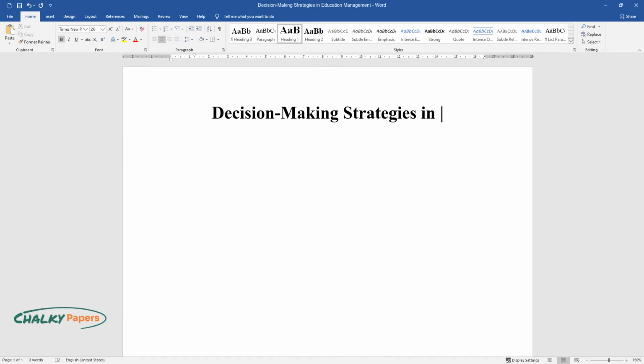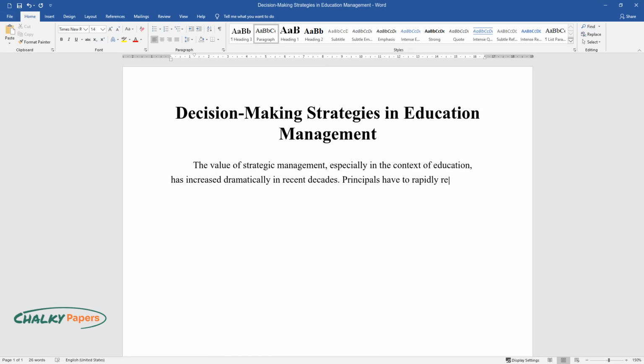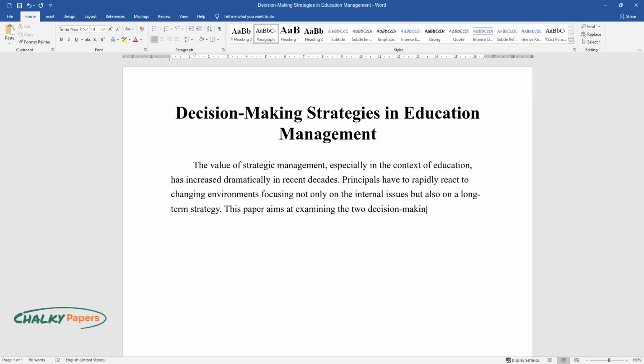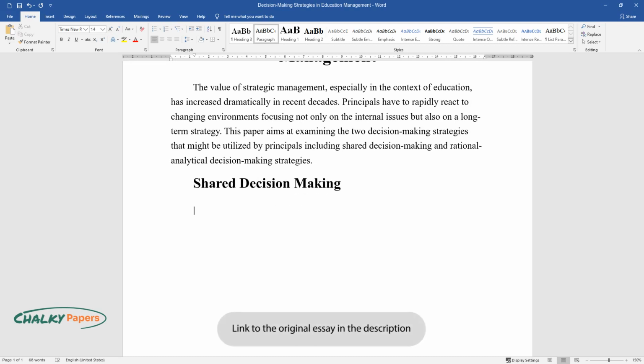Decision-making strategies in education management. The value of strategic management, especially in the context of education, has increased dramatically in recent decades. Principals have to rapidly react to changing environments, focusing not only on the internal issues but also on a long-term strategy. This paper aims at examining the two decision-making strategies that might be utilized by principals, including shared decision-making and rational-analytical decision-making strategies.